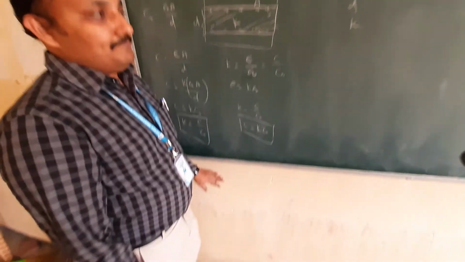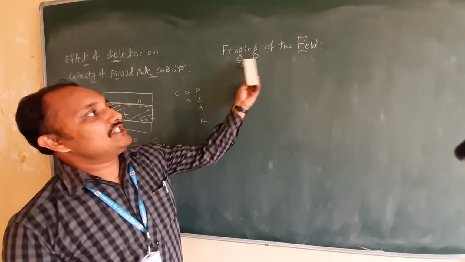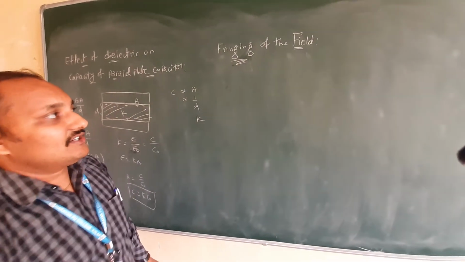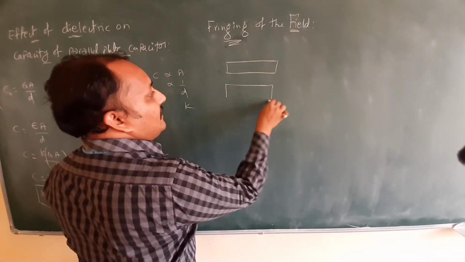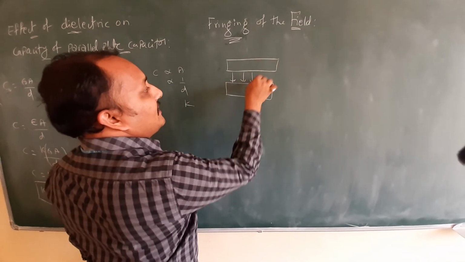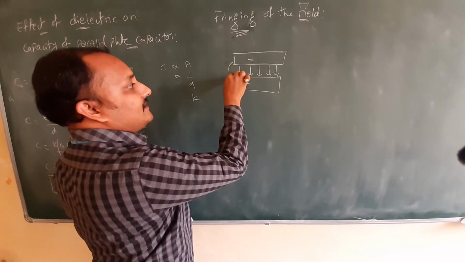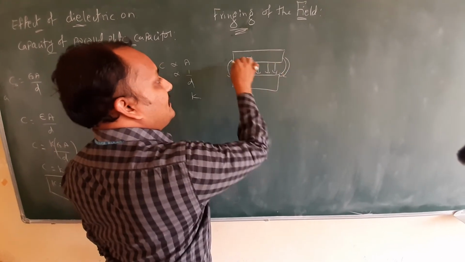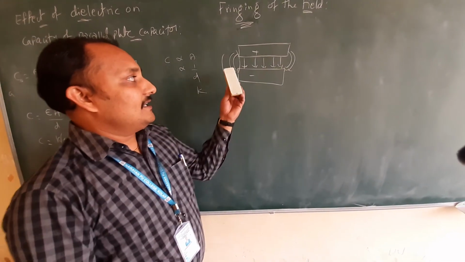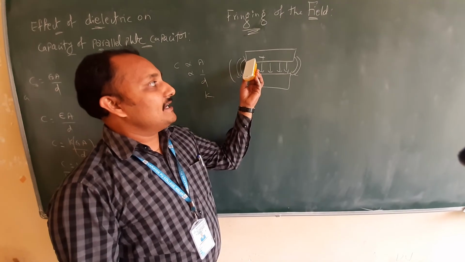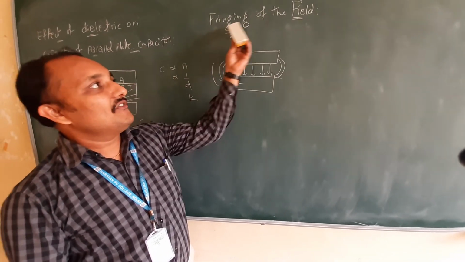They may ask one more question: fringing of the field. Fringing of the field means if you have taken two metal plates, the electric field will be coming like this, but at the edges it is going to bend a little bit. This effect is nothing but fringing of the field. The bending of electric field lines near the outer edges of the two metal plates is fringing of the field.